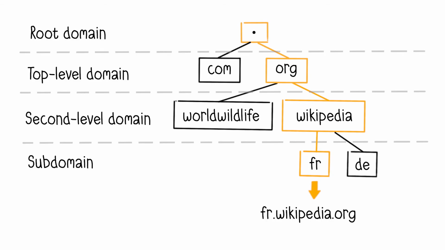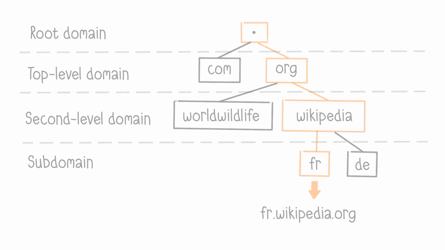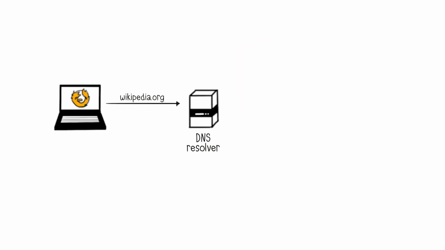Now let's see how a browser resolves a domain name. Imagine you enter wikipedia.org in your browser. Your browser needs to resolve it into an IP address. It contacts a DNS resolver server. Internet service providers provide their customers with default DNS resolver servers when they connect to the internet. However, there are also other DNS resolver servers like OpenDNS or Cloudflare.